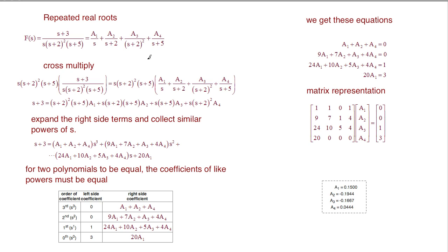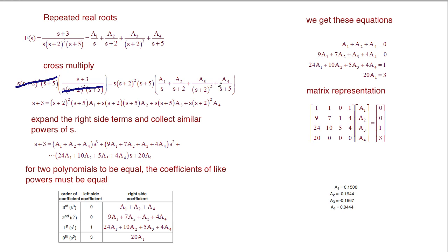So to begin, we take this equation, where we have this on the left side and this over here on the right side. We take that expression and we multiply through on both sides by the term that's in the denominator, s times (s plus 2) squared times (s plus 5). Multiply both sides, and this is the expression that we get. Now when we do that, notice that this whole term cancels with this whole term, leaving us with s plus 3 on the left side of the equal sign.